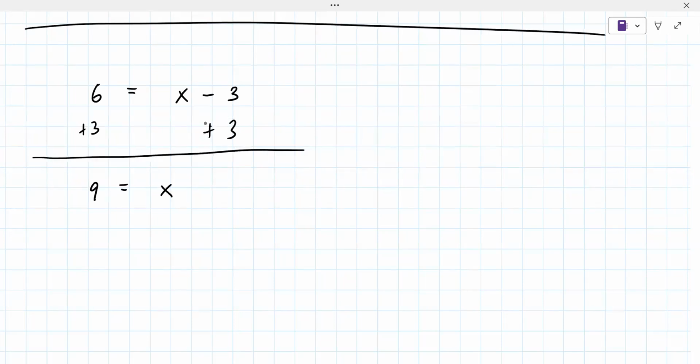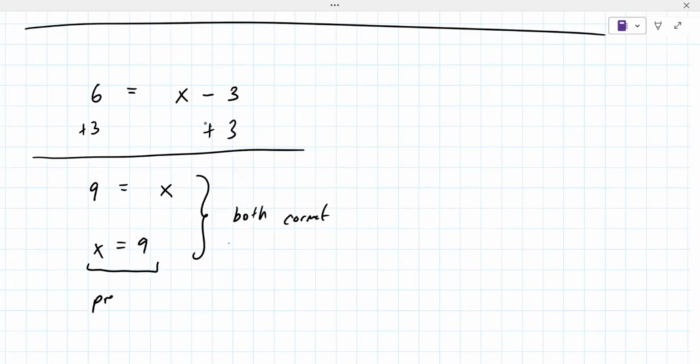Now what you can do is write 9 equals x, or you can immediately go to x equals 9. The variable needs to be on the left when you're done. So 9 equals x. They're both correct, but the one on the bottom here, x equals 9, is preferred.